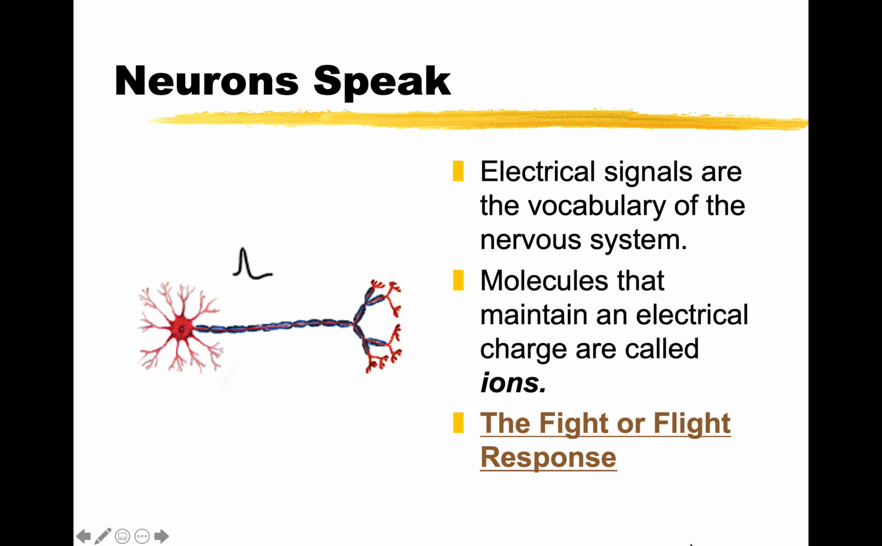Neurons speak to each other. Electrical signals are the vocabulary of the nervous system. Molecules that maintain an electrical charge are called ions. There are two types of ions, cations and anions. Cations have a positive charge and anions have a negative charge.